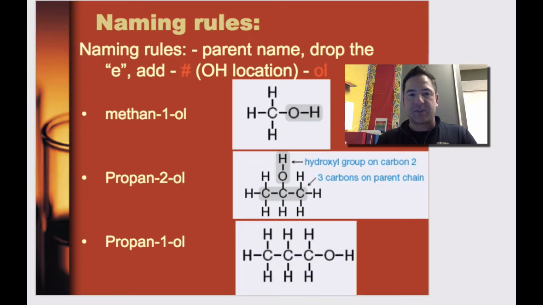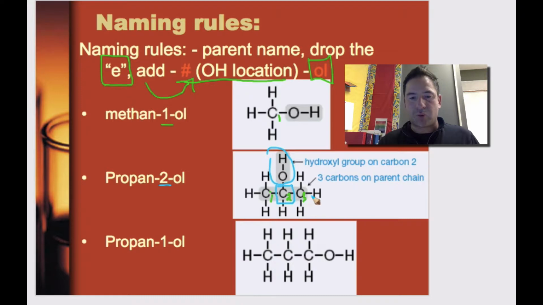So basically we have to go through some of the naming rules. When we're naming these, we want to drop the E and instead add this OL. But we have to look first at the number of the OH location, so the hydroxyl location. In this case, it's methan-1-ol because this is carbon number 1. But if I look here, we have carbon number 1, 2, 3, so it's actually located on the second carbon in this chain. The second carbon here, that's where this OH is located. So now we have to call it prop-2 or propan-2-ol.